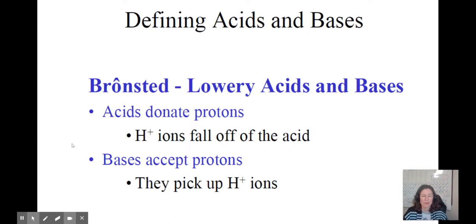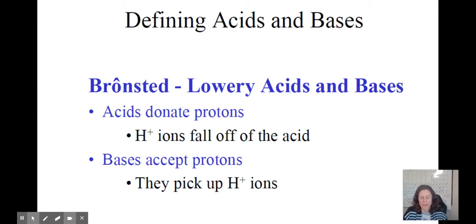Okay, so Bronsted and Lowry, 2 different scientists, came up with the next definition of acid bases. Acids are going to donate protons. Bases are going to accept protons. And this is going to cover most of the items that we're looking at. So this is the definition that we go with.